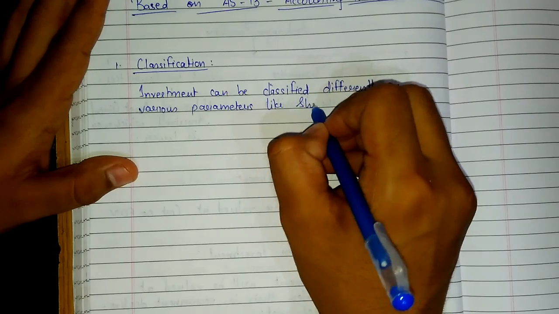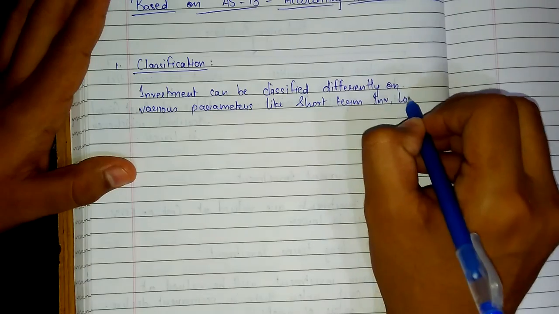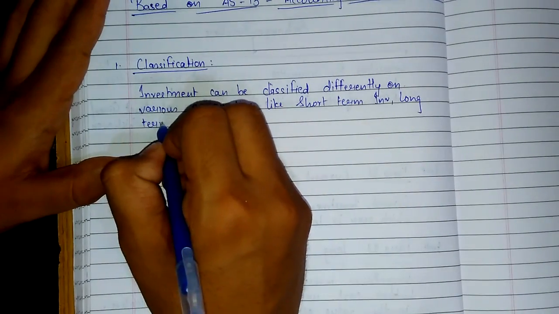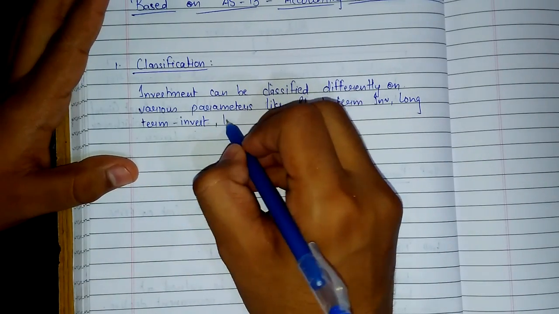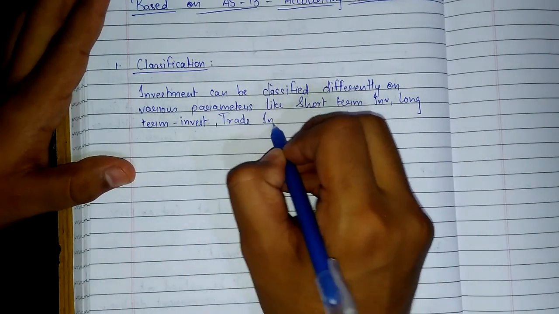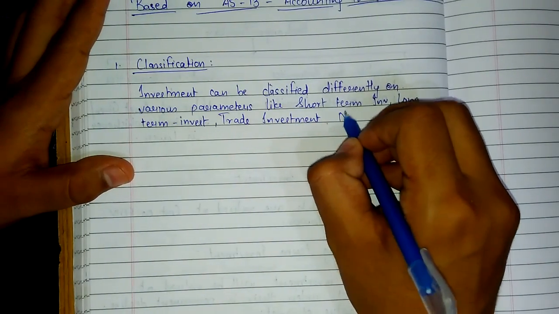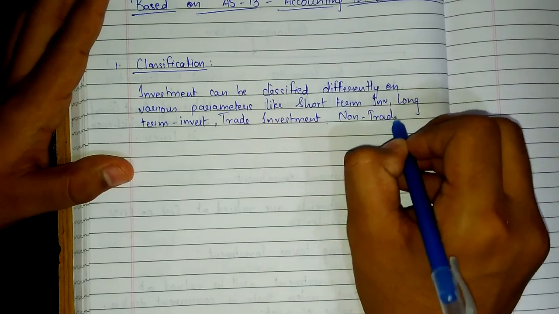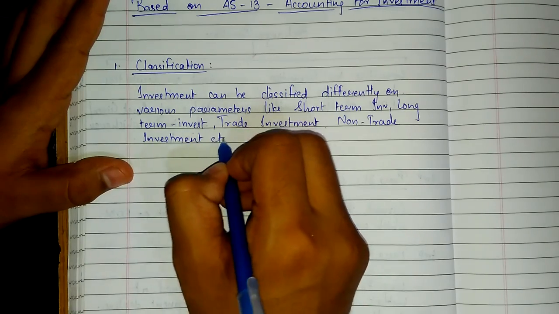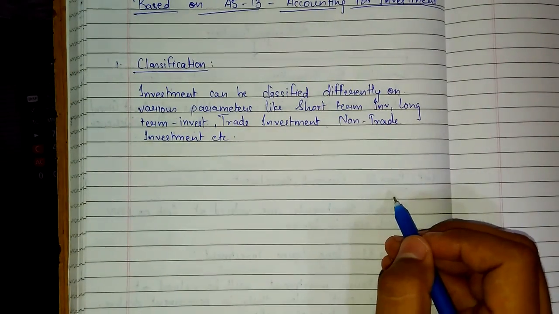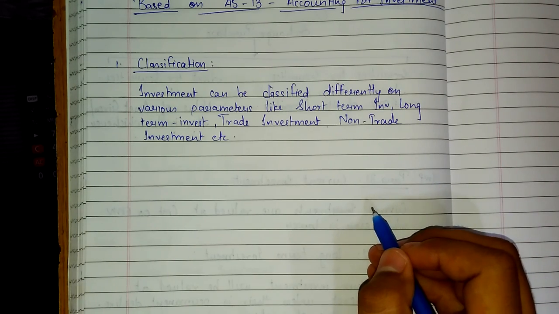like short-term investment, long-term investment, then trade investment, then non-trade investment. So investment can be classified differently on various parameters like short-term investment, long-term investment, trade investment, non-trade investment.